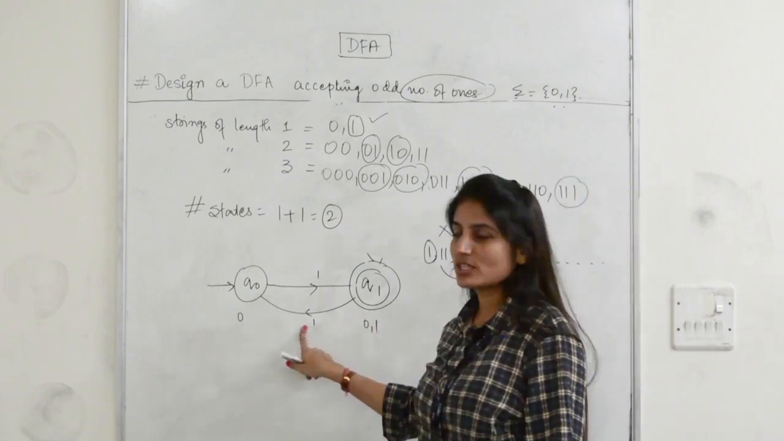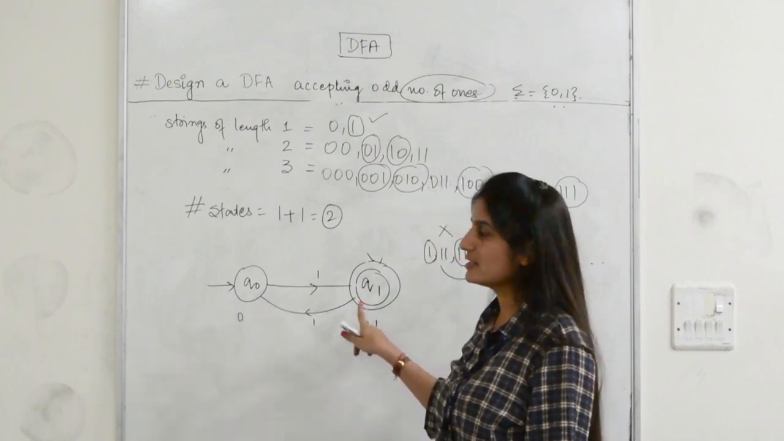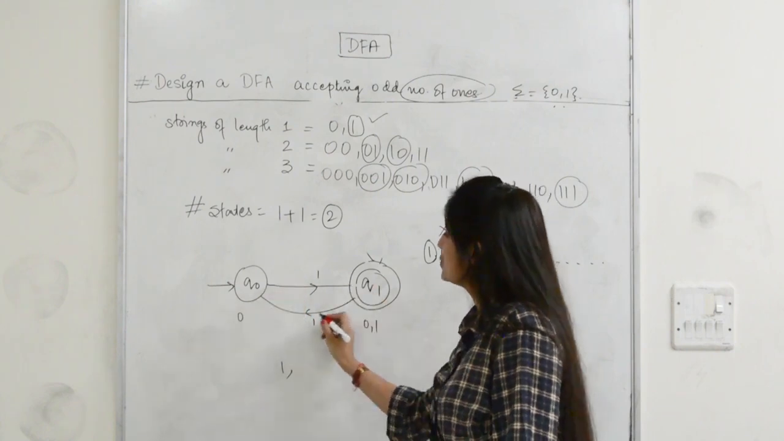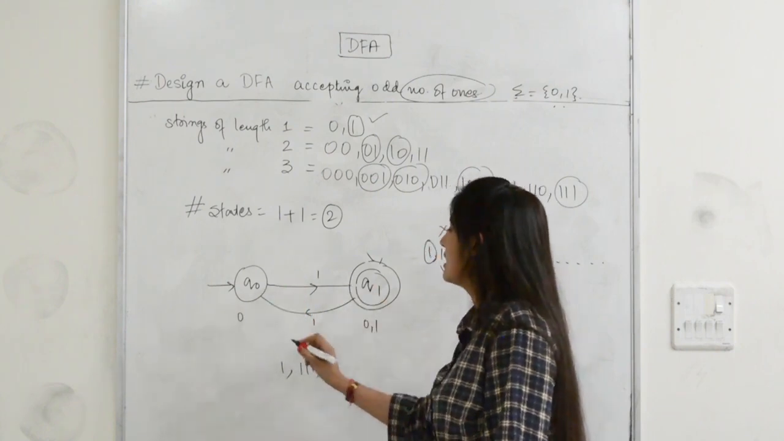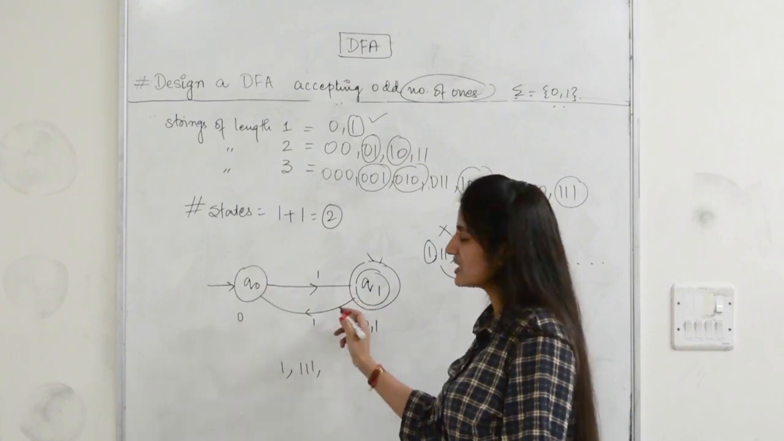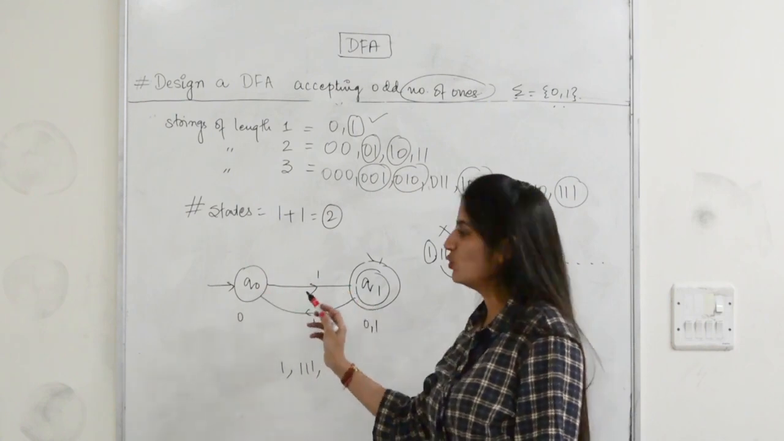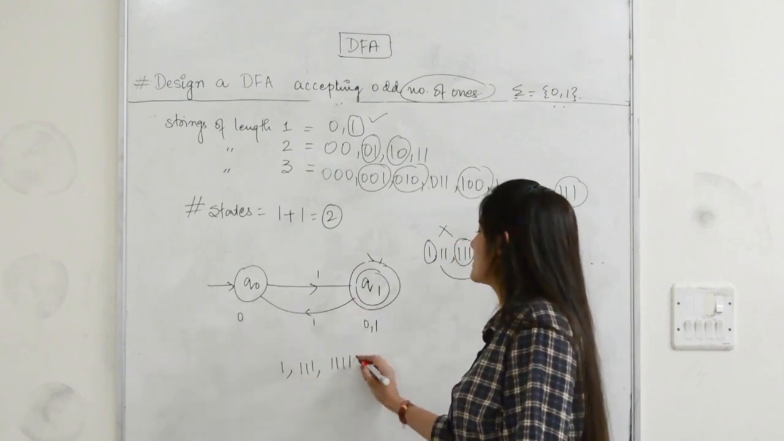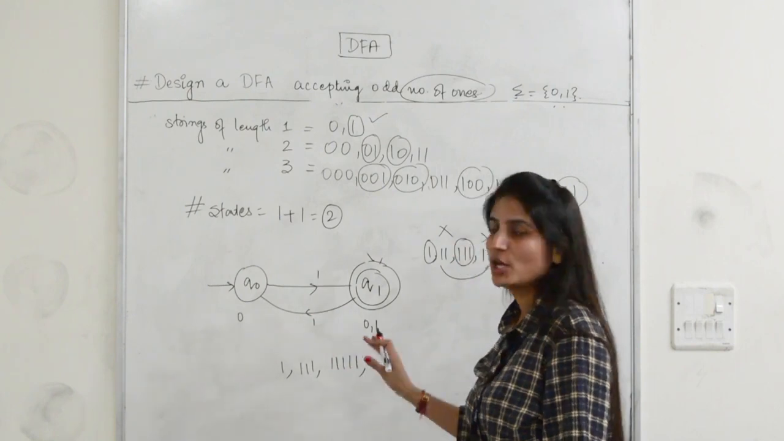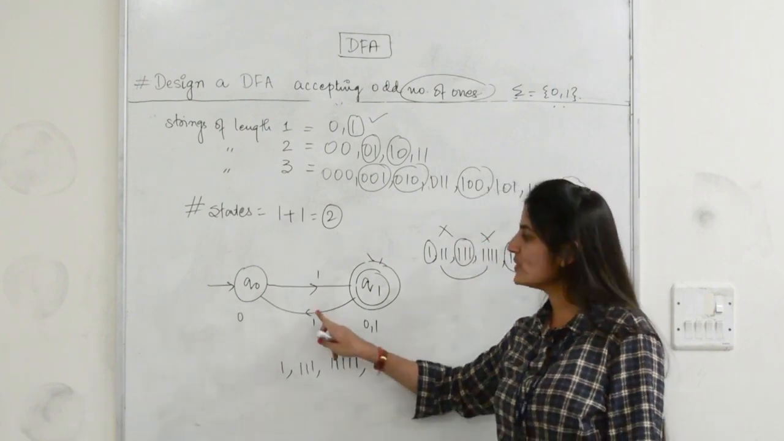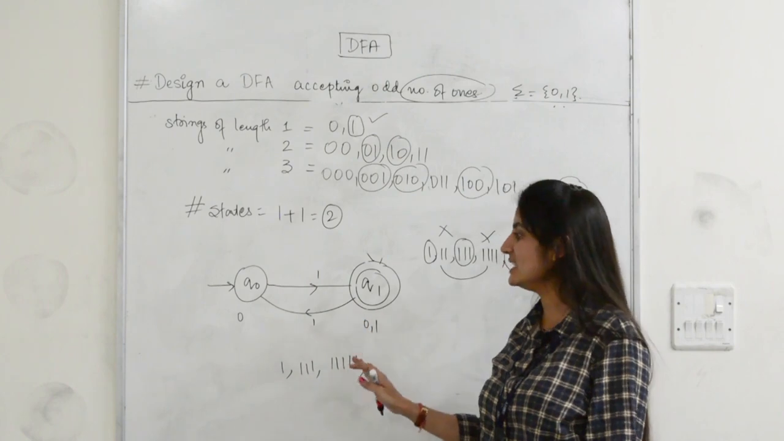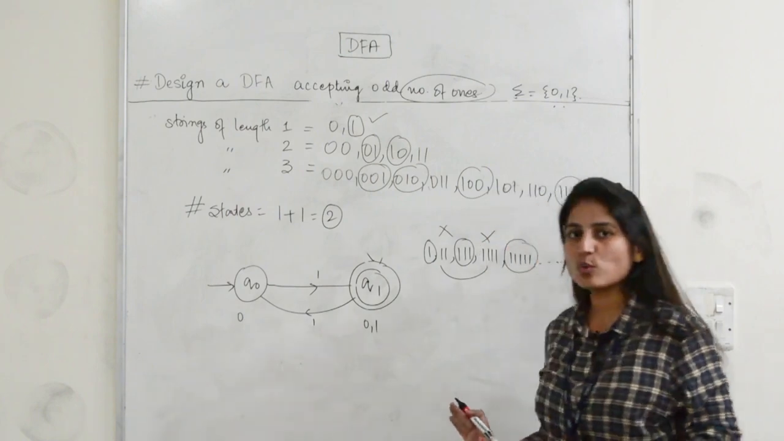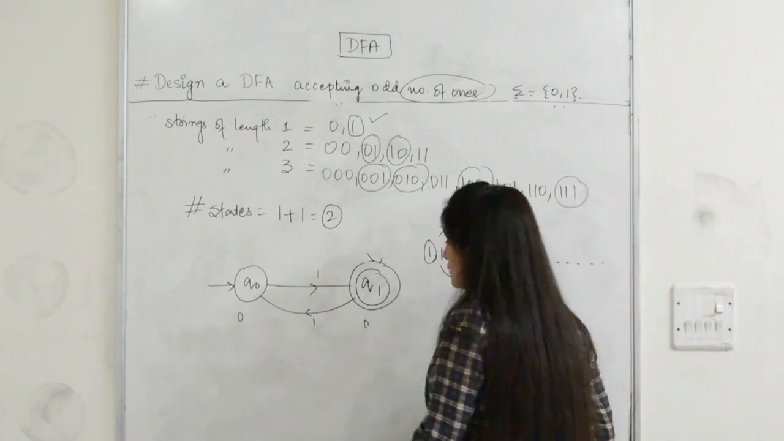If I talk about this transition, we start from the initial state and reach the final state. So 1 is accepted, then 3 ones are accepted, then again start from the initial state and reach the final state. Any number of times you can take this loop, 1, 2, 3, 4, 5. So 5 ones are accepted, similarly 7 ones will be accepted. So if I follow this transition, it is always accepting odd number of ones. So we can clearly say that this transition is correct. So we are done with the number of ones, and I am done with this transition as well.